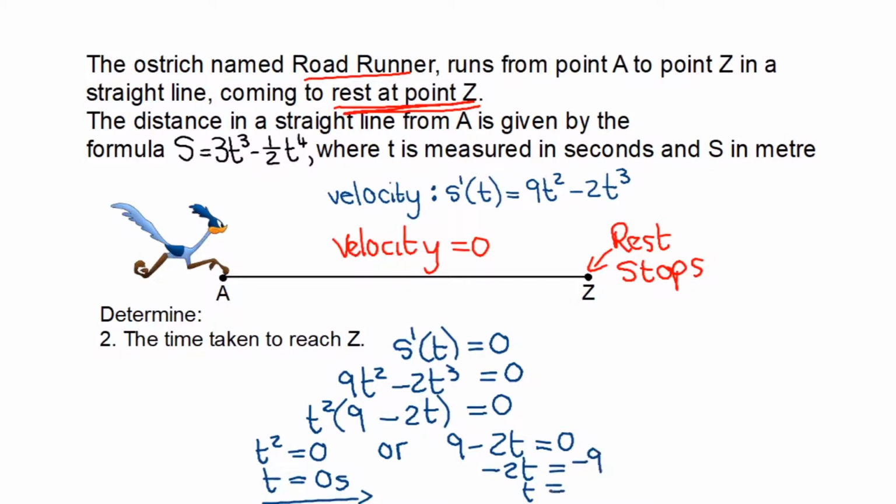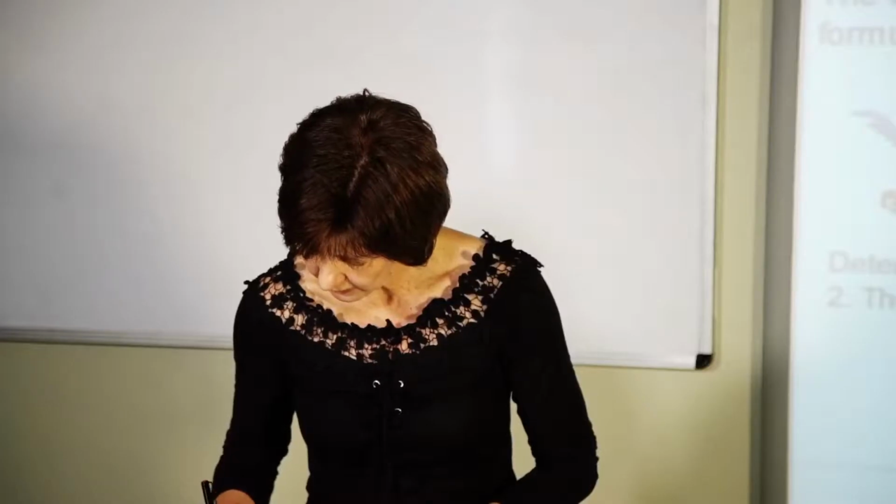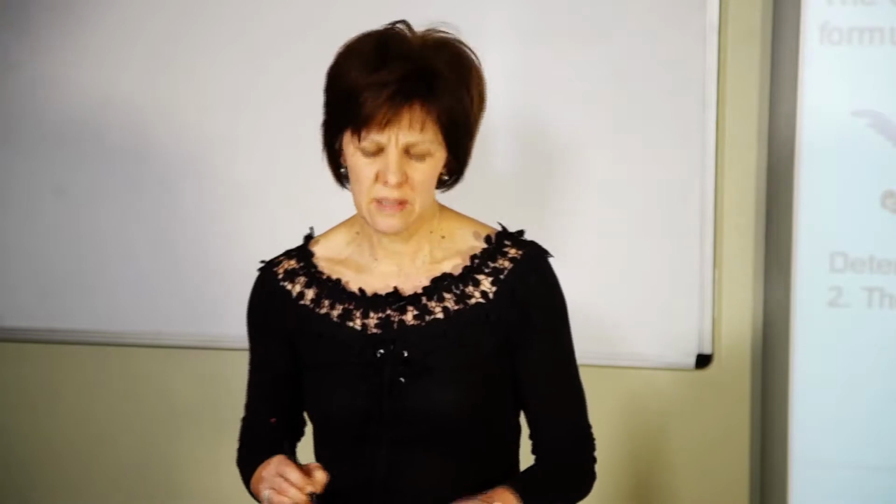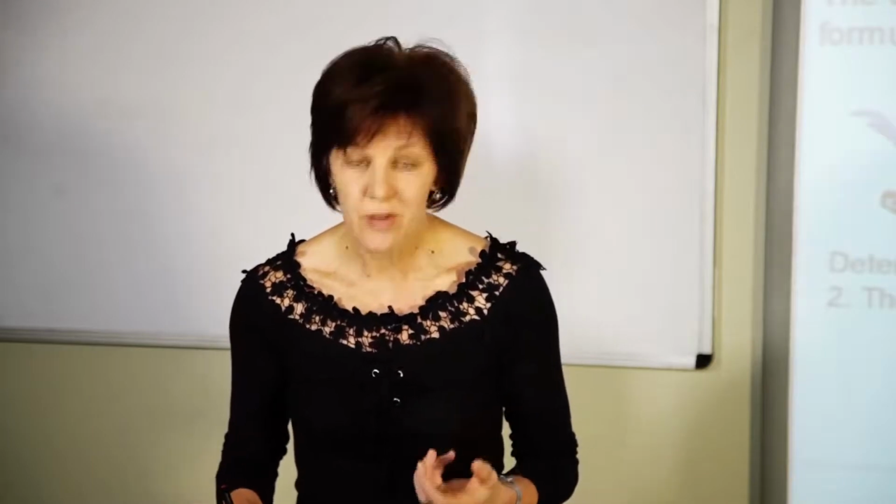The negative 2t is equal to negative 9. So t, if I divide by negative 2 on both sides, is going to give me 4.5 seconds. So now, why do I have two answers? Remember, what we actually calculated is where the velocity is 0.